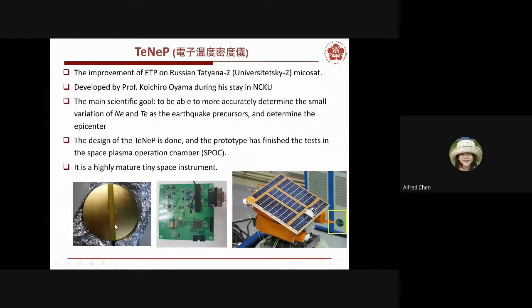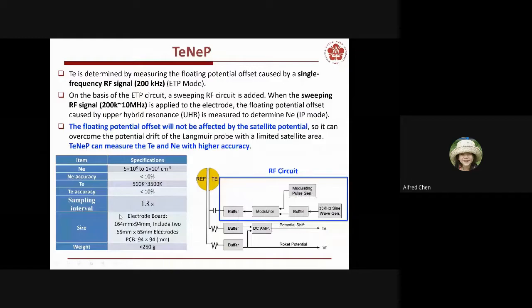Originally designed for the Tatiana, but we modified this electrode for TNEP as a square shape. For the TNAP, we measure the floating potential, the offset caused by a single-frequency radio frequency signal. In this experiment we injected a 200 kilohertz signal, and we operated this one in ETP mode. With this single-frequency signal, we can measure the electron temperature.